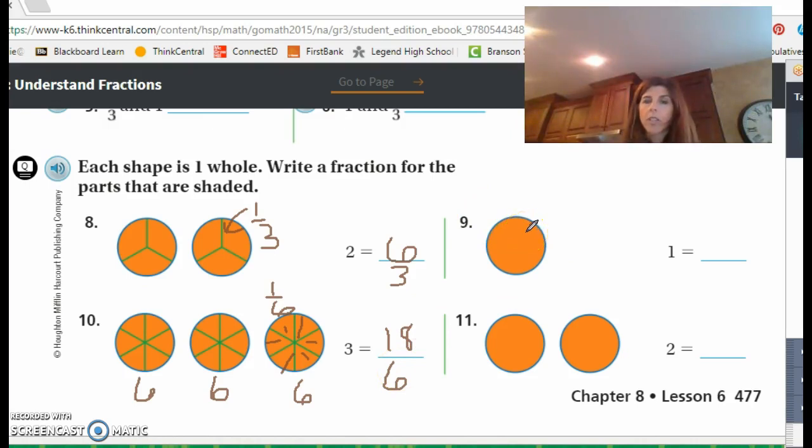Number 9 is there's only 1 here. Okay. So what are they divided up into? They're divided up into 1. How many parts are shaded? 1. 1/1 equals 1 whole.